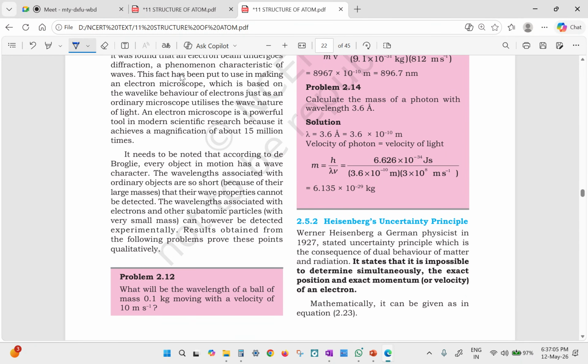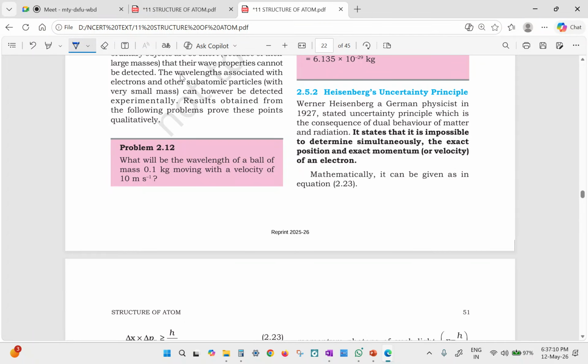In that case, there are some questions related to that. I think last week I remember the hockey ball and so on. We were doing some of those. Now, coming to the Heisenberg uncertainty principle.